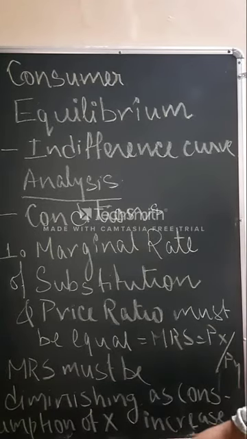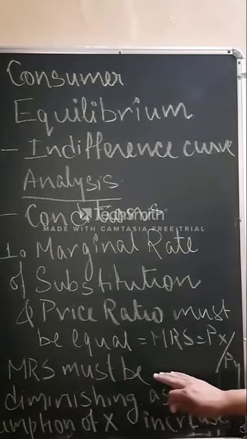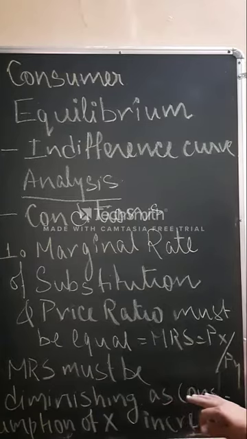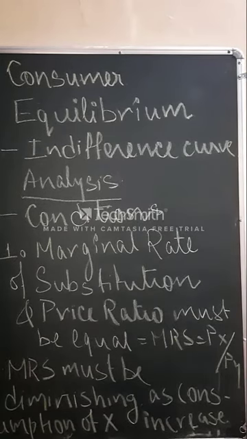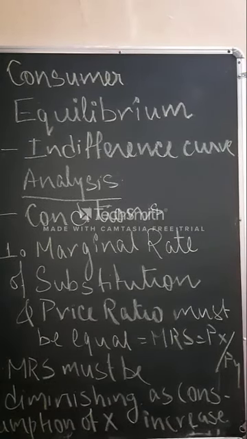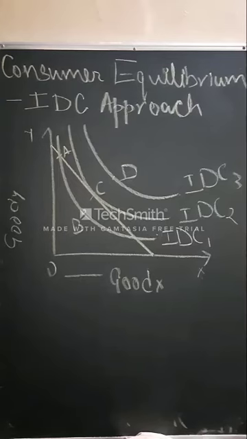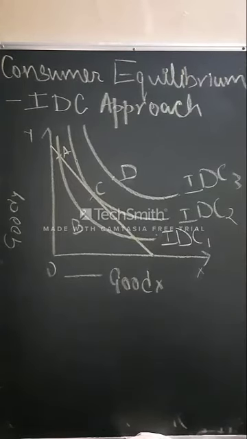And the second condition is that marginal rate of substitution must be diminishing as consumption of x increases. These are the two conditions for the consumer equilibrium. इनको थोड़ा हम समझते हैं with one diagrammatic explanation. यहाँ पे हमने एक डायग्राम ले लिया to understand the concept better.